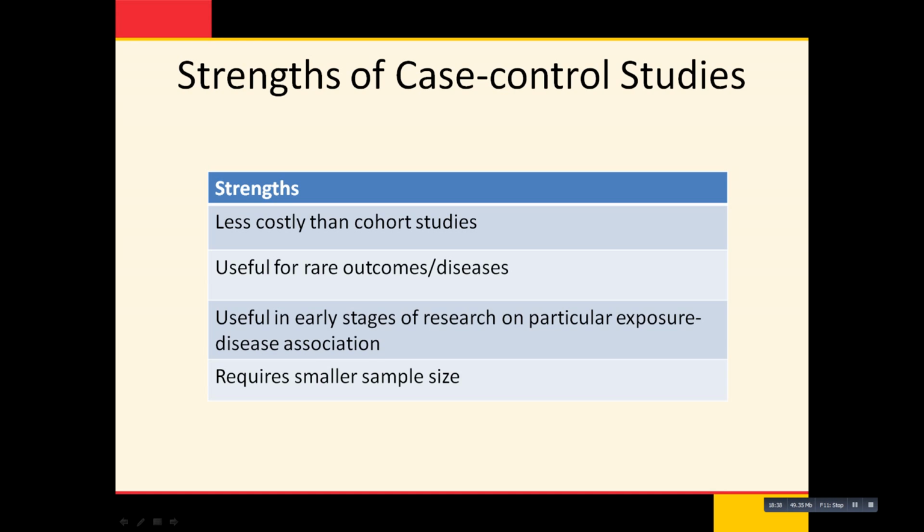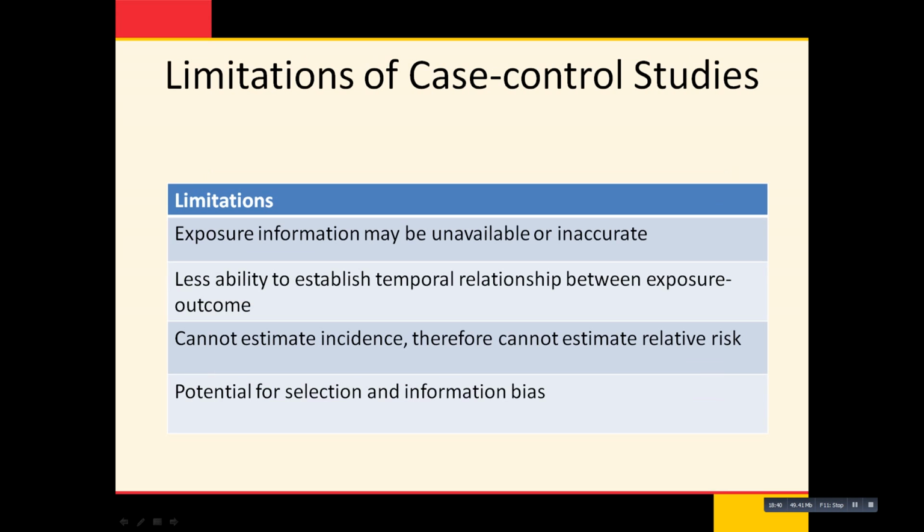What about the limitations? So there are a few limitations. The exposure information may be unavailable or inaccurate, and you may be less confident in the temporal relationship between exposure and outcome in a case control study than you would be in other types of study designs. You can't estimate incidence, and therefore you can't estimate relative risk. And that's why our measure of association is the odds ratio for case control studies. And similar to cohort studies, there's a potential for selection and information bias, although the types of bias are a little bit different between case control and cohort studies.